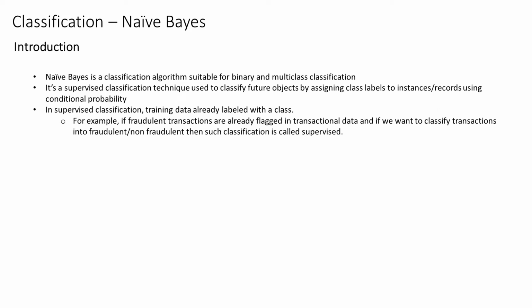The naive Bayes technique is suitable for binary and multi-class classification. It is a supervised classification technique used to classify future objects by assigning class labels to instances and records using conditional probability. In supervised classification, training data are already labeled with a class. For example, if fraudulent transactions are already flagged in transactional data, and if we want to classify future transactions into fraudulent versus non-fraudulent, then that type of classification would be called supervised.